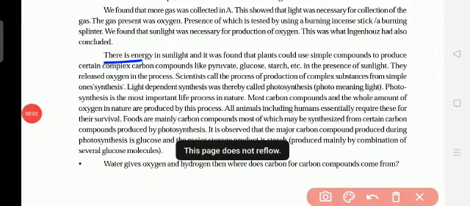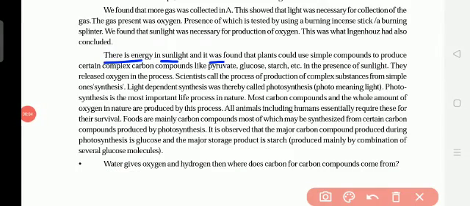Okay, so there is energy in sunlight, and it was found that plants could use simple compounds to produce certain complex carbon compounds like pyruvate, glucose, starch, etc. in the presence of sunlight.